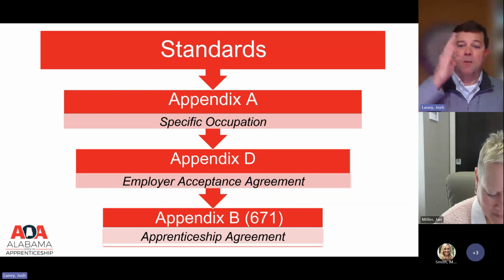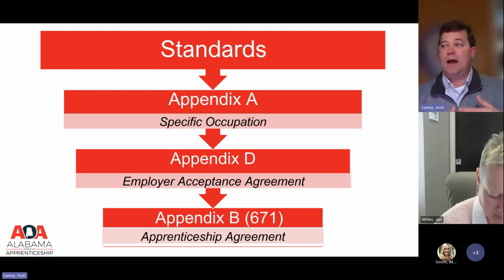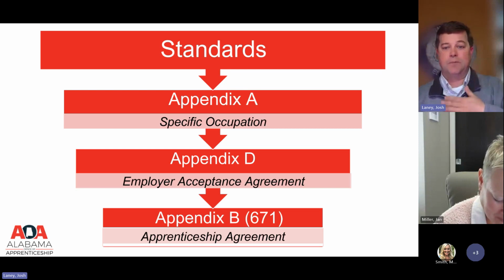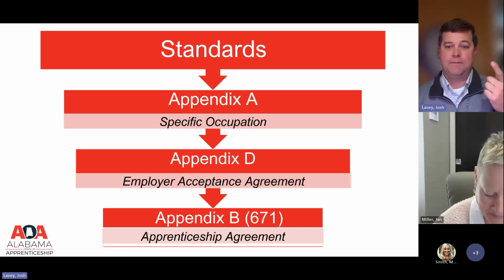I point out that there are multiple Appendix A's because then you go to the next document that's called an Appendix D, or an Employer Acceptance Agreement. So let's say for a minute that I am Laney School System and I want to have high school teachers from the University of West Alabama Apprenticeship Program. I will sign an Employer Acceptance Agreement that says, hey, I've looked at the training outline you developed for high school teachers, and I agree with that, and I want to sign on to that. I'll do that with my Employer Acceptance Agreement, Appendix D.